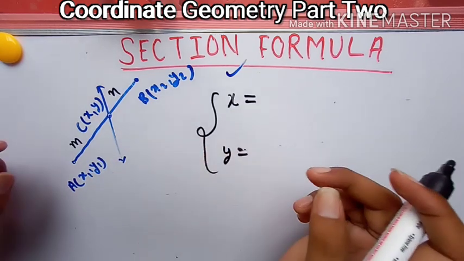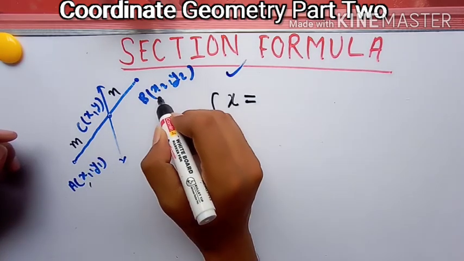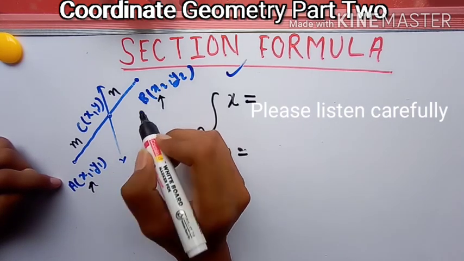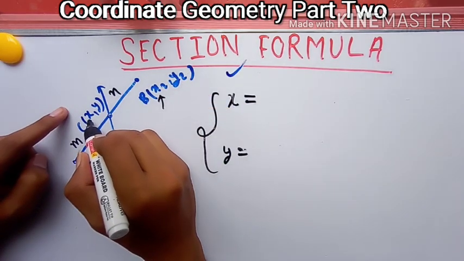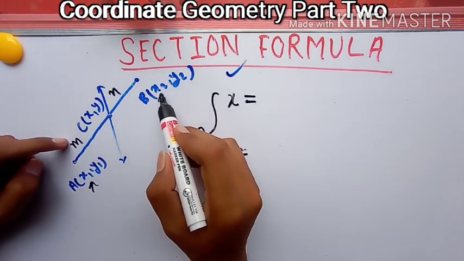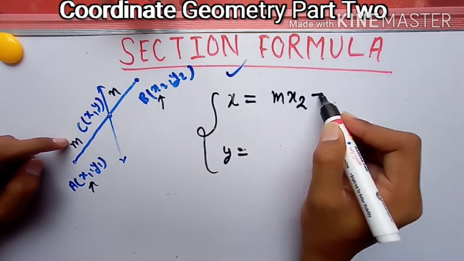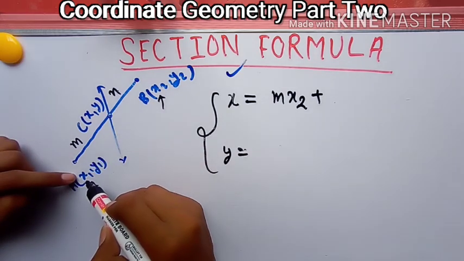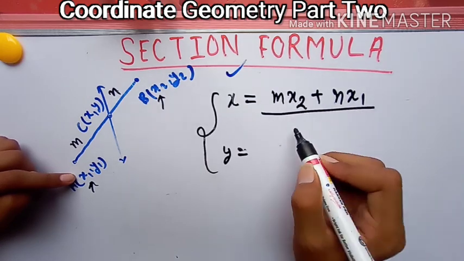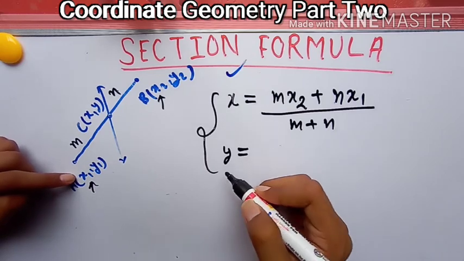First of all, when you have to find the value of x, you will choose only the x coordinate. Okay, the x coordinate of A and the x coordinate of B. You cannot choose the y coordinate for finding the value of x. And we'll write m multiplied with x2, so mx2. Thereafter n will be multiplied with x1, becomes nx1, upon the sum of m plus n. Did you understand? Okay, now let me write it for y.